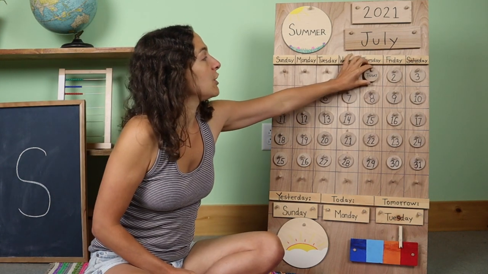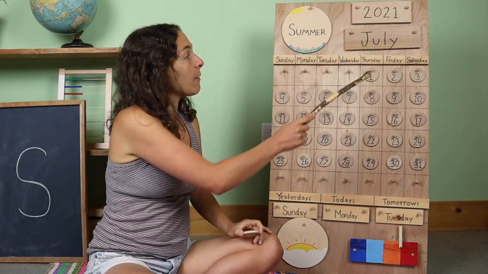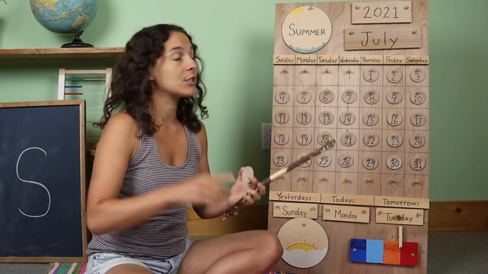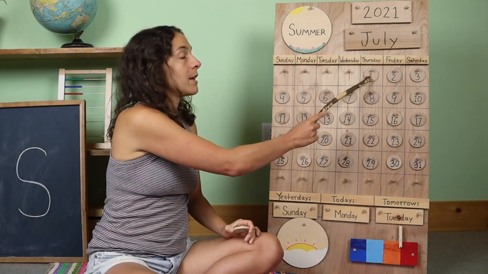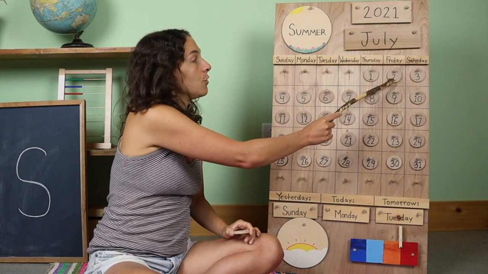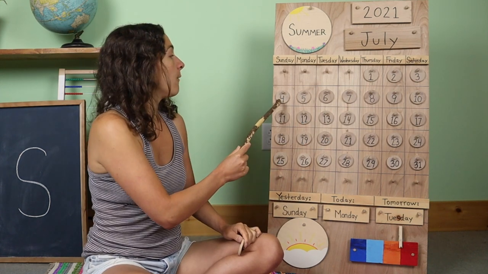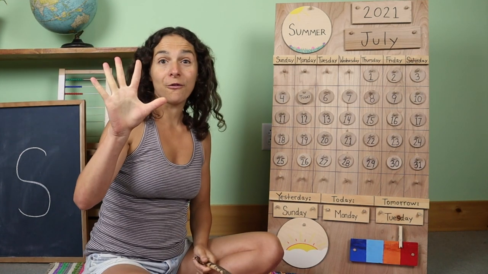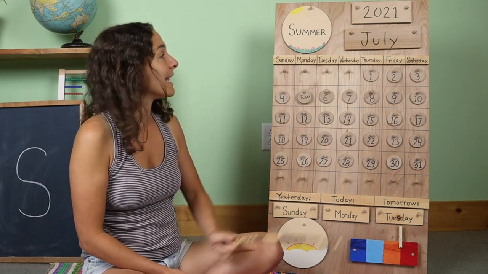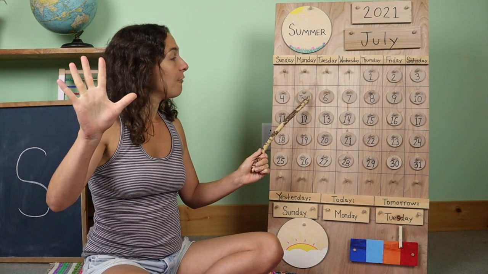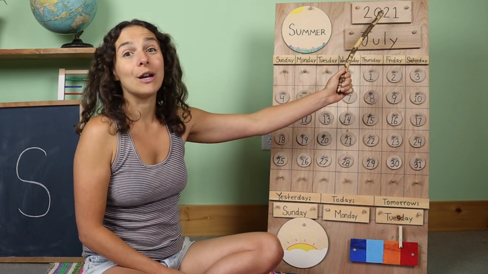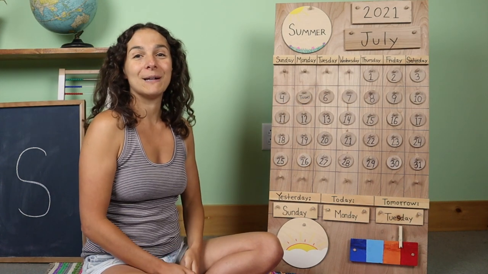So let's move the chip over from Thursday. The last time I saw you, it was July 1st. So we're going to move the chip from the number 1, 2, 3, 4, and place it right over the number 5, because today is July 5th, and the year is 2021.